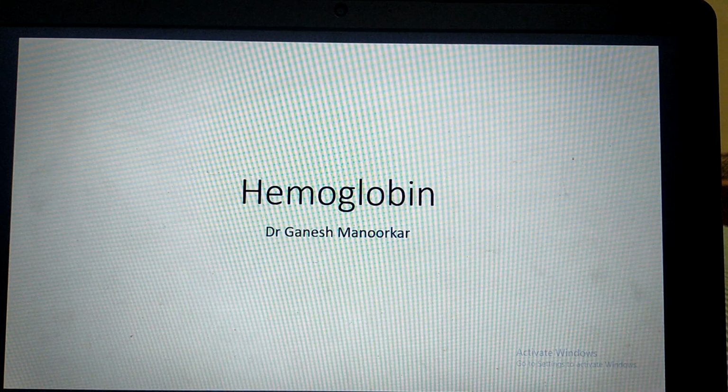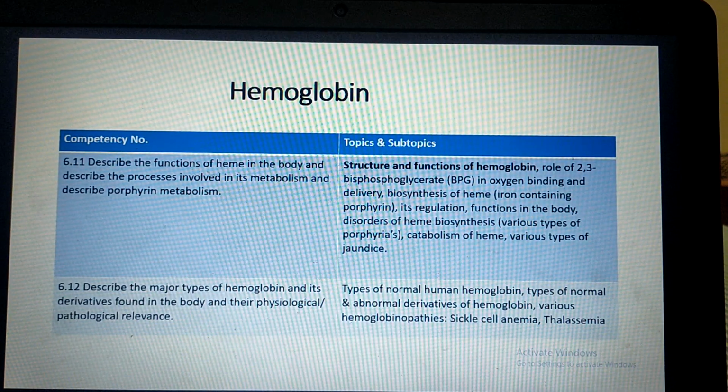Good morning students. From today we are starting a new topic called hemoglobin. In our syllabus, competency number 6.11 and 6.12 is allotted for this topic. So we will start with competency number 6.11, and today's topic is structure of hemoglobin.